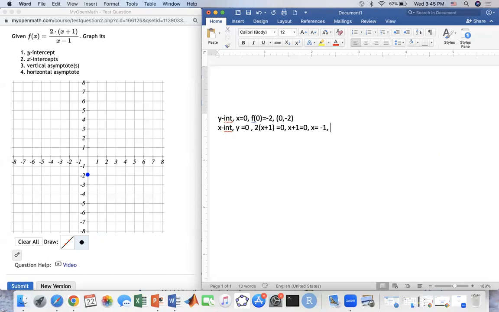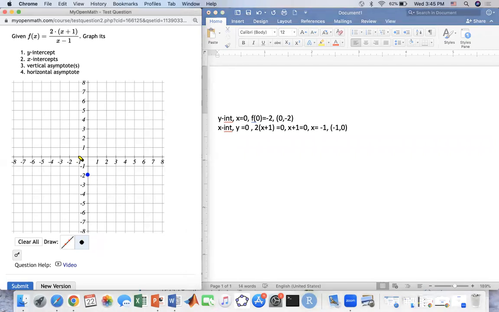The point is (-1, 0). Again, the x-intercept must be on the x-axis. So I have my point (-1, 0) on the x-axis, right here. Let me move it more precisely.